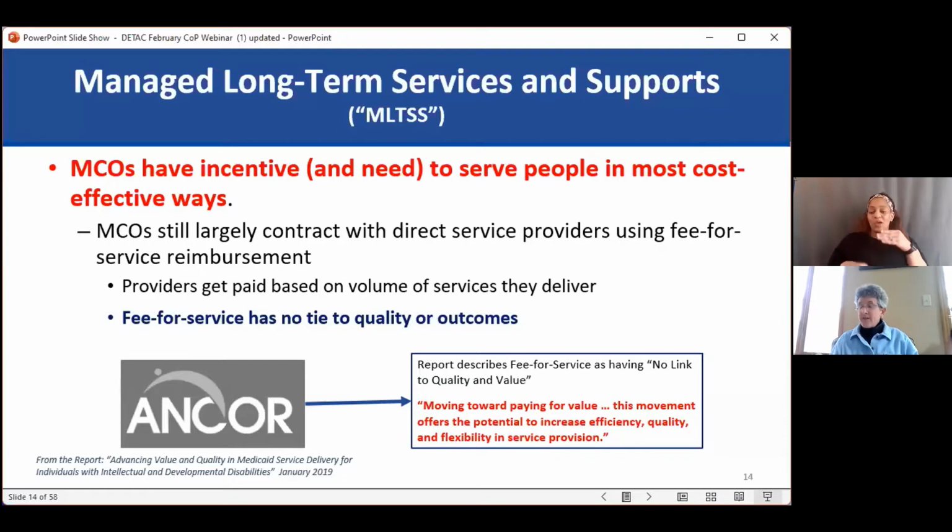And even national provider organizations like ANCOR are recognizing that fee for service does not have a link to quality and value. And in 2019, they published a report looking at advancing value and quality for people with intellectual disabilities. And they said moving toward paying for value offers the potential to increase efficiency, quality, and flexibility in service provision. So the provider community is beginning to recognize that there are advantages to being paid differently. Next slide.